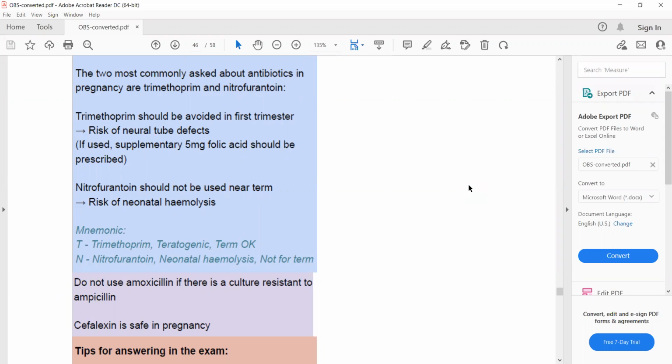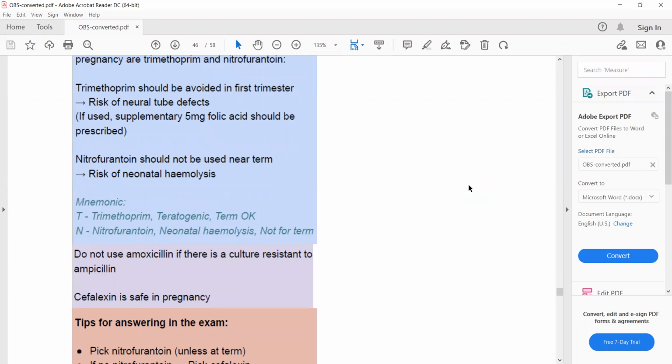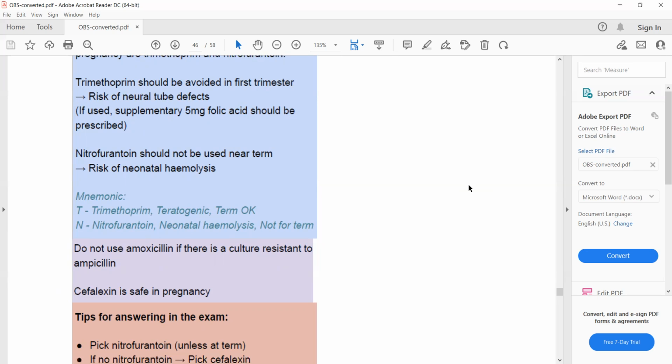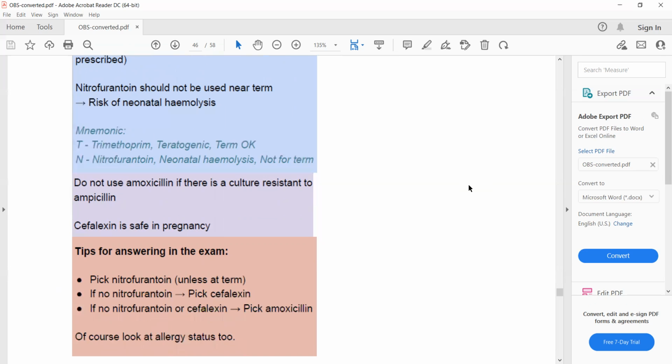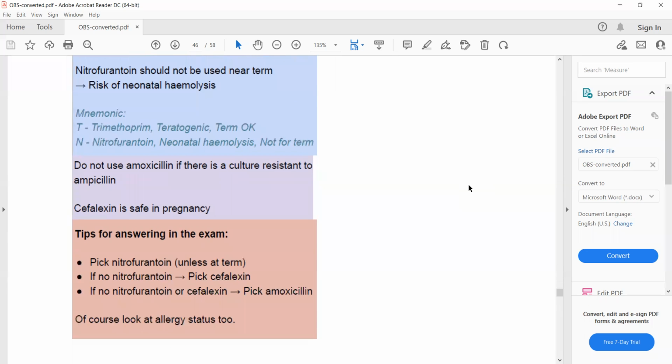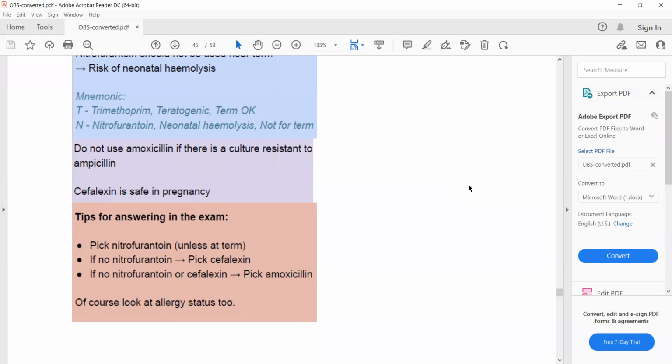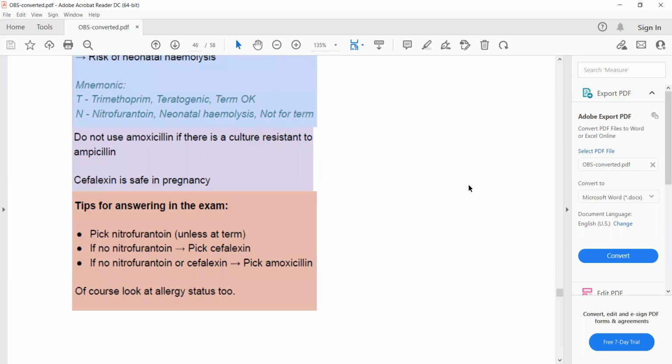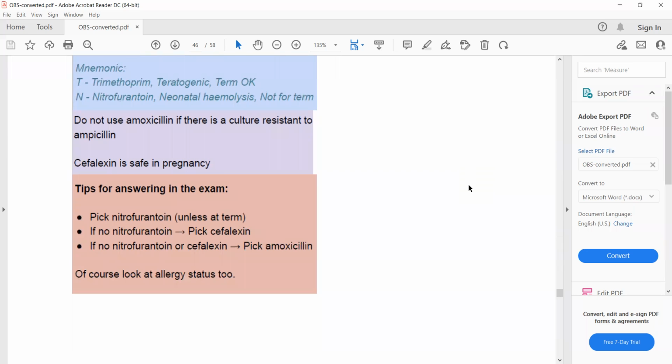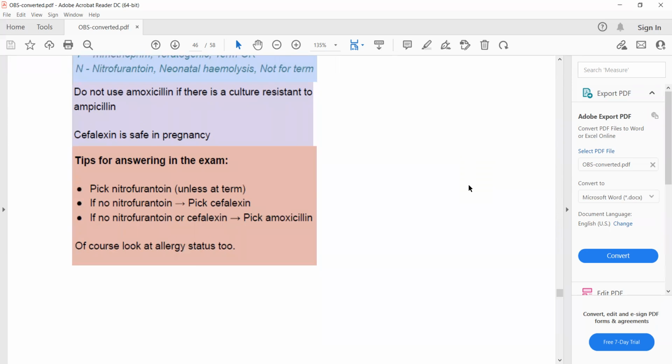And nitrofurantoin should not be used near term because of risk of neonatal hemolysis. So near term nitrofurantoin should be avoided, and in the first trimester trimethoprim should be avoided. Other drugs that can be used for UTIs in pregnancy include amoxicillin, but if a person is allergic to or resistant to amoxicillin, then we can use cephalexin.